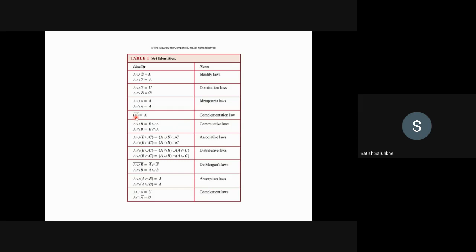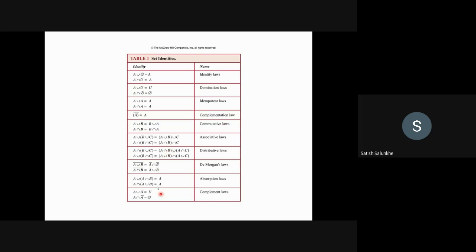Now, in the associativity law, if we perform either union or intersection with respect to three or more sets, whether we perform the operation on B union C and then A union with that, or we perform A union B and then union C, the associativity property holds. Distributive law: outer becomes inner, inner becomes outer. De Morgan's law: complement of A union B equals A complement intersection B complement, and so on.